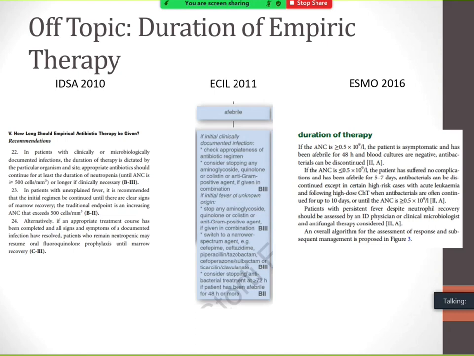They basically say at 48 hours, if they've been afebrile for 48 hours, they've been on antibiotics for 72 hours or longer, and they're stable, you can think about going back to their prophylaxis. And that's a very common strategy that I think most European centers actually employ, and more centers in the U.S. are doing. The European Society of Medical Oncology put one out in 2016, and unfortunately wasn't very specific on anything.